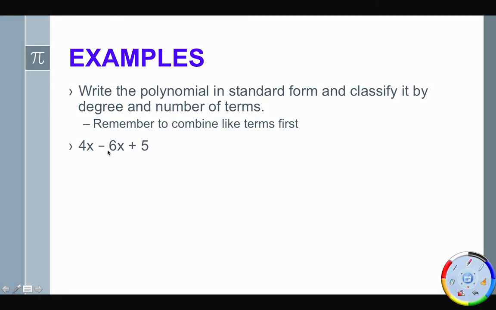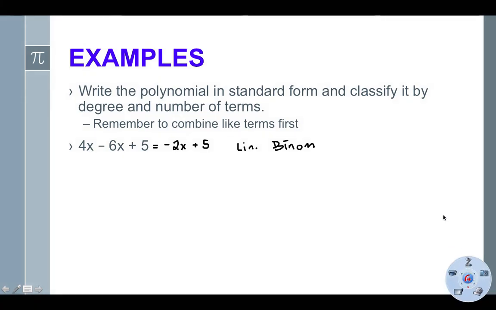So here we go. We have 4x minus 6x plus 5. Well, I have like terms right here, so I have to combine them. And I get negative 2x plus 5. And we notice that this is actually in standard form already because I don't have to move things around. The x and then the constant. This is x to the first, so it's linear. And it has 2 terms, so it's a binomial. That one was pretty simple.